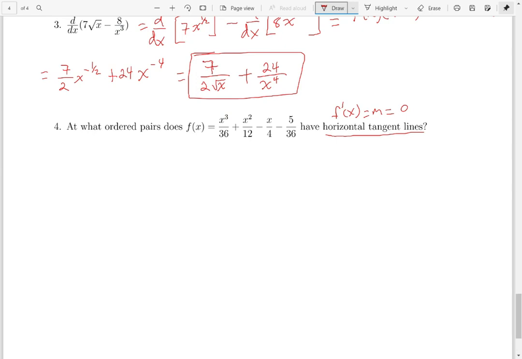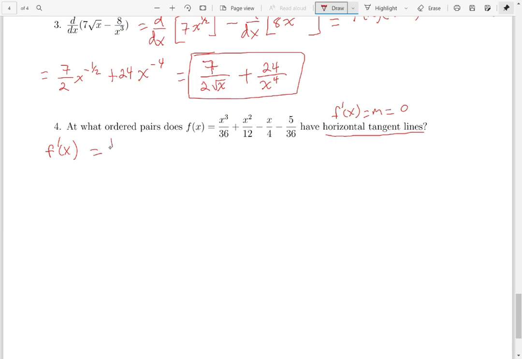Alright, so let's run through all of it. So, first things first, we need to find the derivative. So, f prime of x, that's going to be what? Well, we just need to take the derivative of all of this. Well, x cubed over 36, if you want, is the same thing as 1 over 36 times x cubed. That's not the derivative, you're just thinking about it as multiplication. Well, since that's the case, I'm just going to make this a little bit faster.